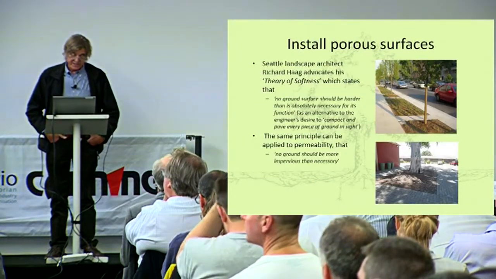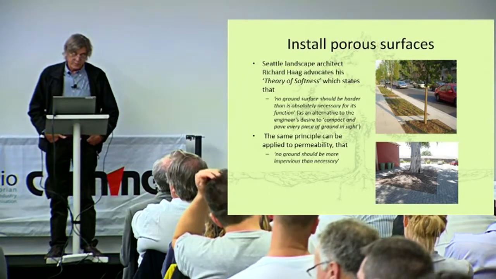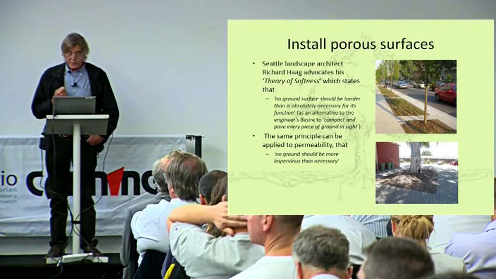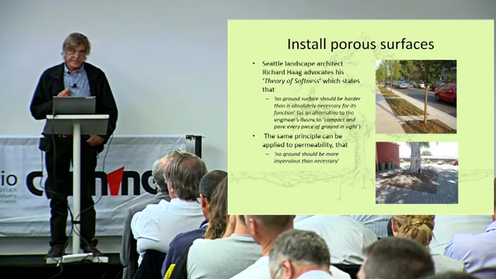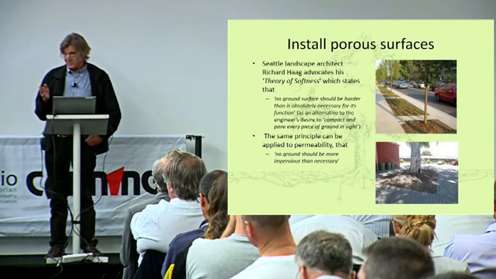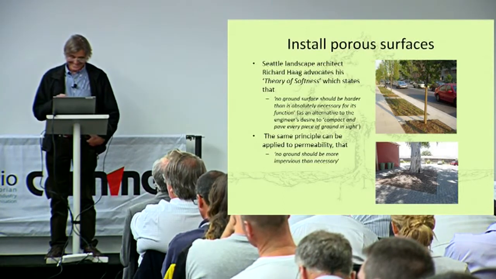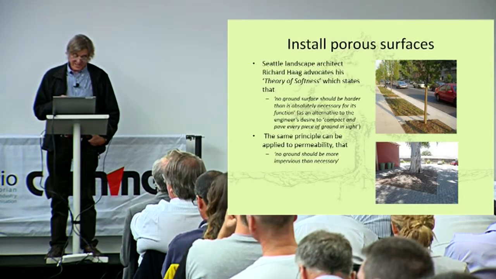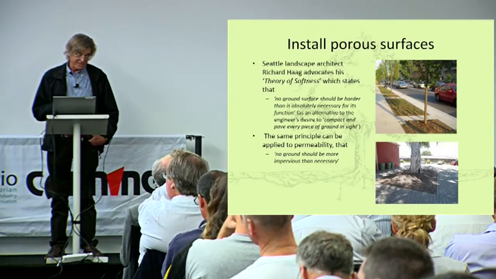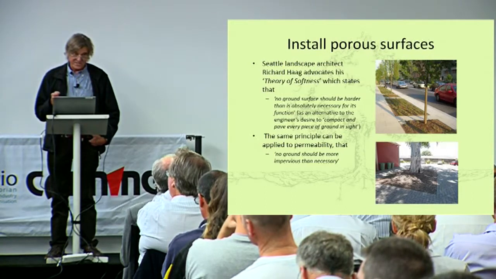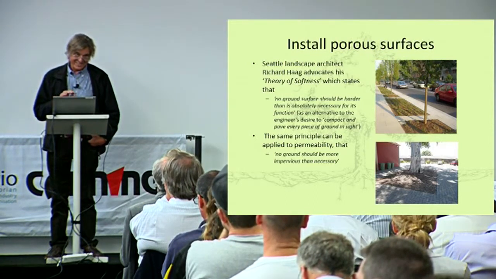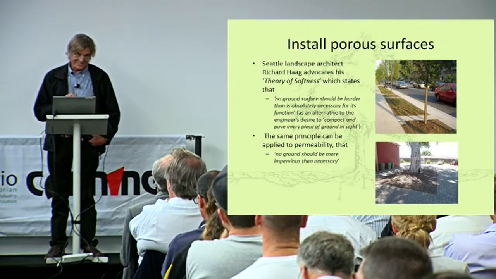So Seattle landscape architect Richard Haag advocates what he calls the theory of softness, which really states that no ground surface should be harder than is absolutely necessary for its function, which is an alternative to what engineers like to do, which is compact every piece of soil they can see. And some people suggest that the same principle could be applied to permeability, that no ground should be more impervious than necessary. Once again, engineers, they want to make everything nice and neat and impervious and sealed.